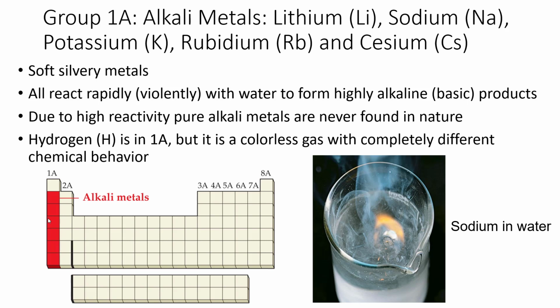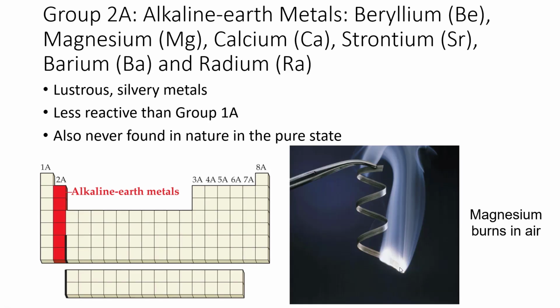Due to the very high reactivity of these alkali metals, they are never found in nature in their pure form. They're usually found in a mixture with salts. For example, sodium is not found as solid sodium. It's typically found as sodium chloride, which is table salt. Hydrogen, which again is our very top left here, is technically in this 1A group, but it is a colorless gas with completely different chemical behavior. So we typically don't consider hydrogen as an alkali metal. Okay, and this picture over here shows the very aggressive reaction of sodium when you mix it with water.